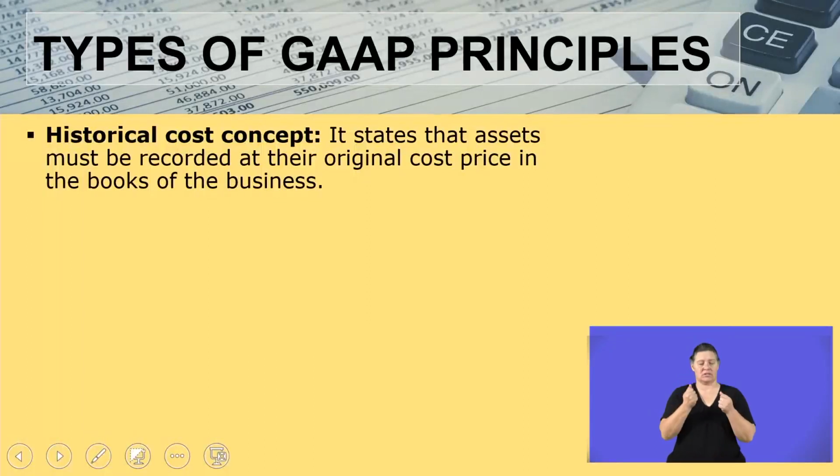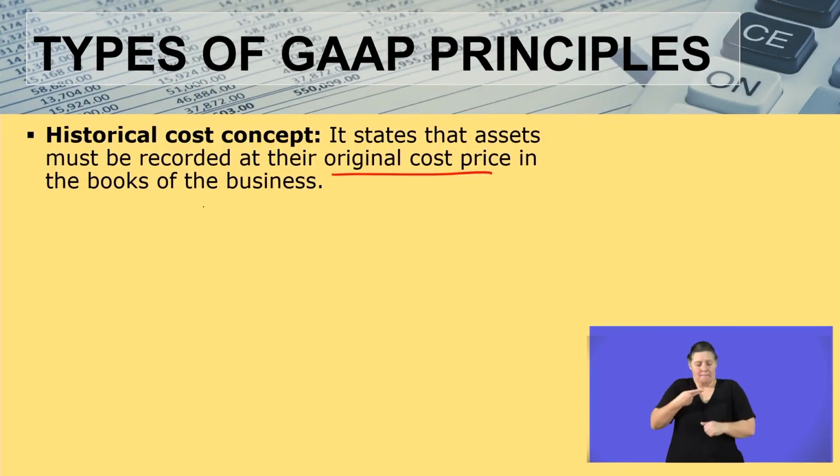The next one is the historical cost concept. It states that assets must be recorded at their original cost price in the books of the business. What it simply means is when we buy an asset in the previous years, the cost that we've paid for that asset is what we should always record the asset at in the business books. Historical cost. Whatever we paid back in history is what should be reflected in the business books.